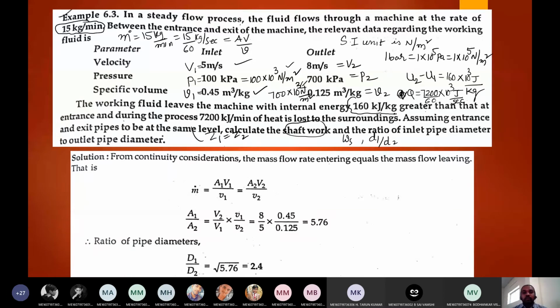Is the data clear? Input data? Is the question clear or not? Yes, sir. Right now, yes, sir.